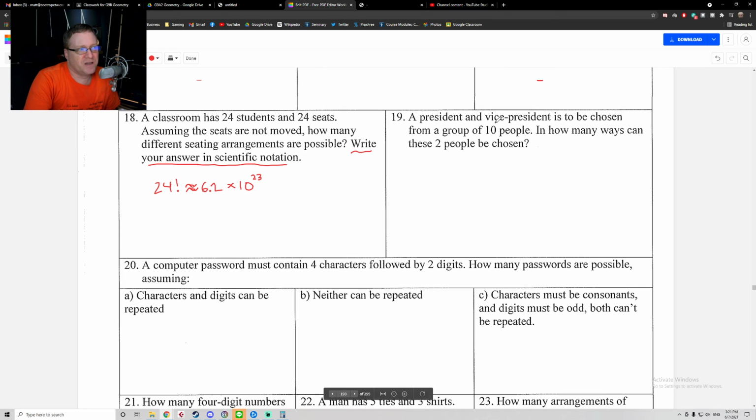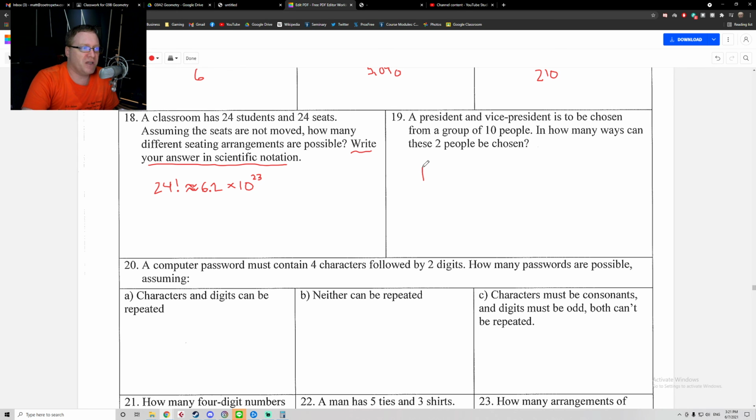Next. This is like what we were just talking about at the beginning, where we have a president and a vice president, and we're going to choose from a group of 10 people a vice president and a president. How do we do that? How many different ways can we do that?